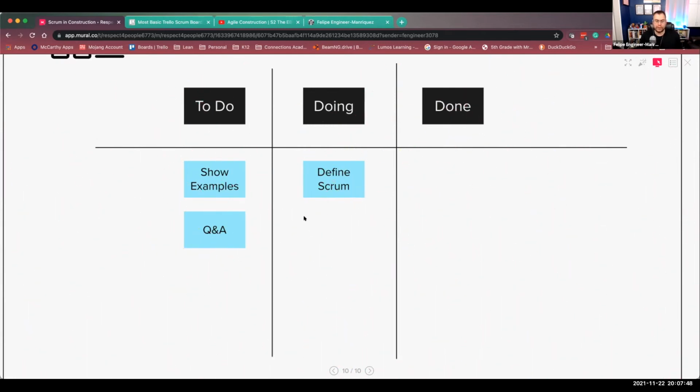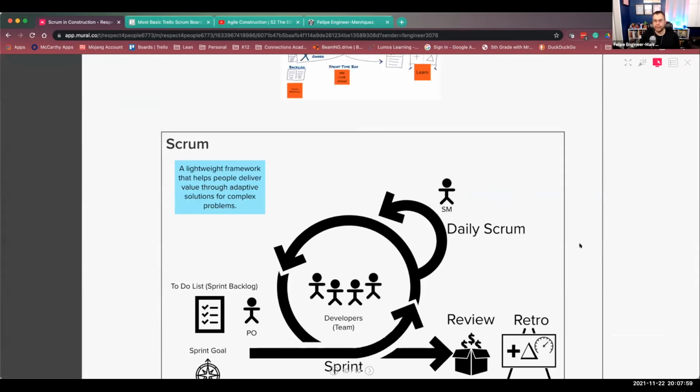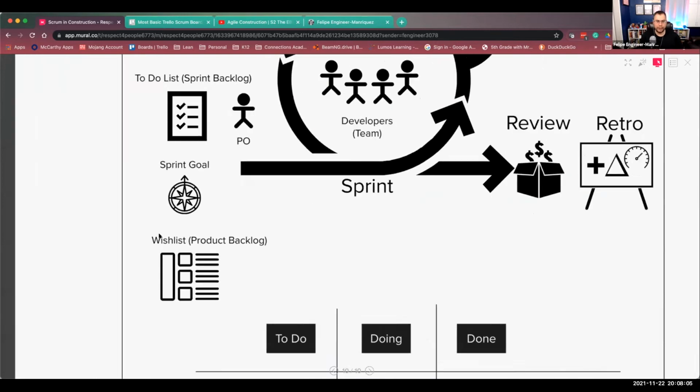I'm going to define Scrum right now so you can see it. It's a lightweight framework that helps people deliver value through adaptive solutions for complex problems. I can summarize the entire thing in this little drawing. This simple drawing. Let's start with the beginning.